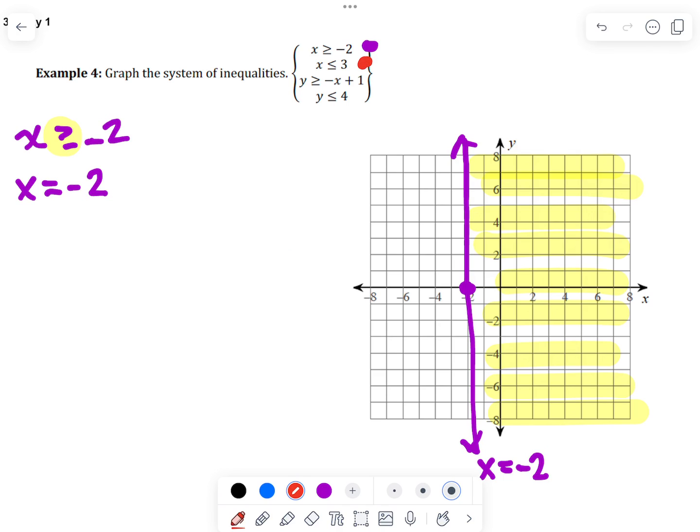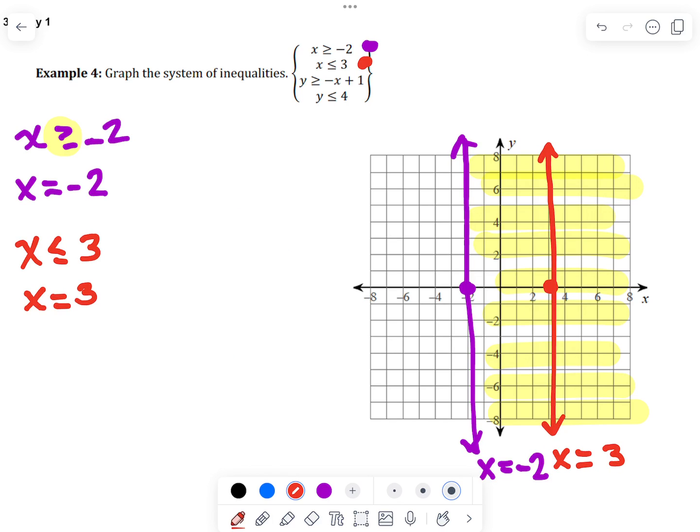The second one, x is less than or equal to 3. So on the x-axis, it's right 3. Another vertical solid line. And when we shade that one, this is saying less than or left. So you're starting to see the overlap of the green and yellow between the purple and red lines.